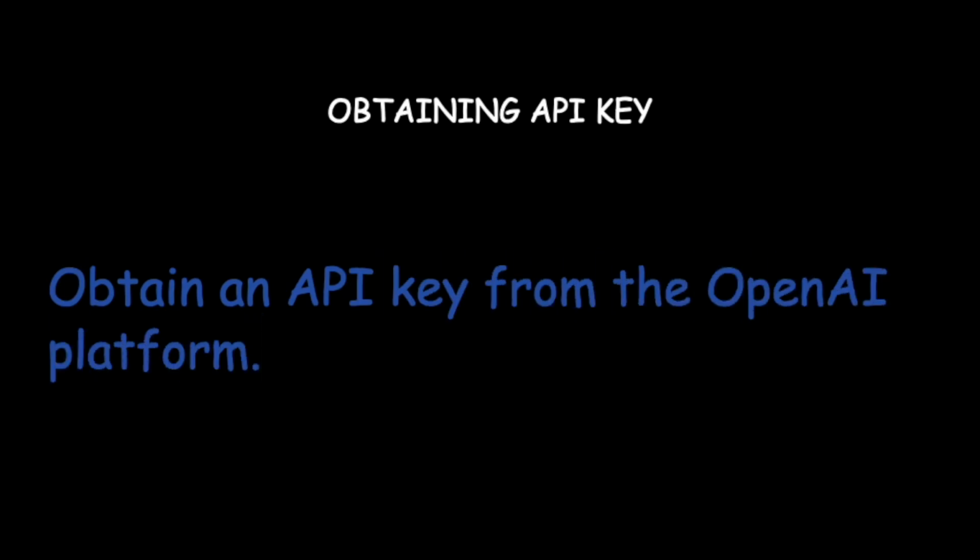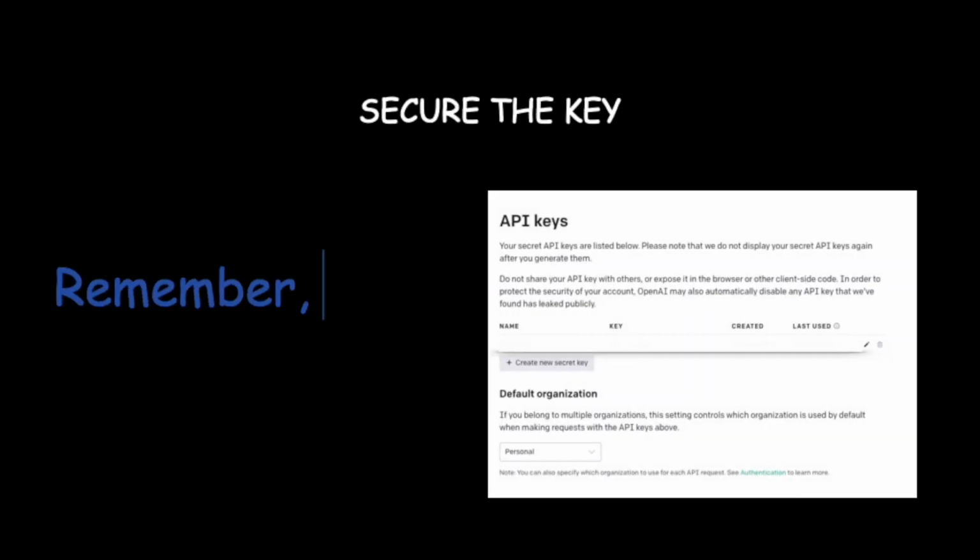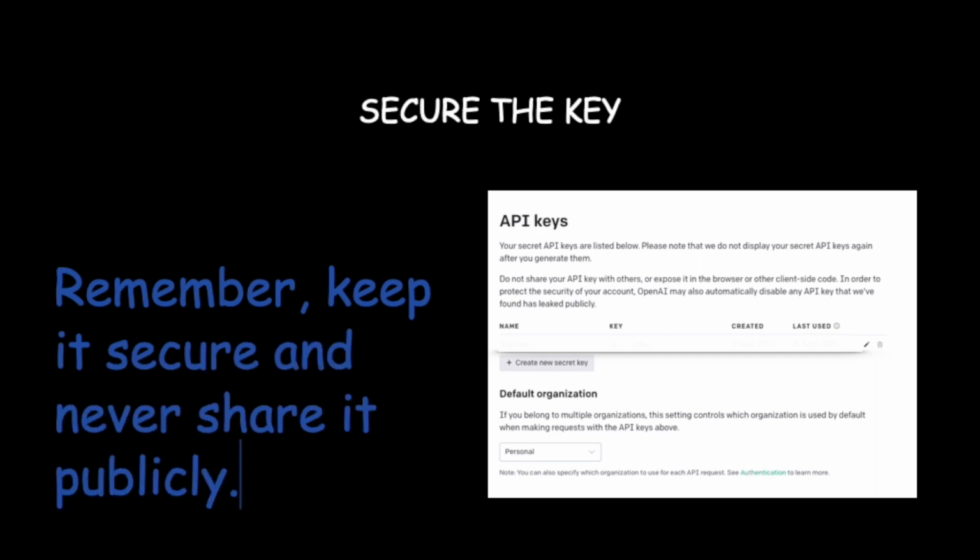You can get your API keys and keep them somewhere hidden, let's say in an environment variable. As I mentioned, remember, keep it secure and never share it publicly.